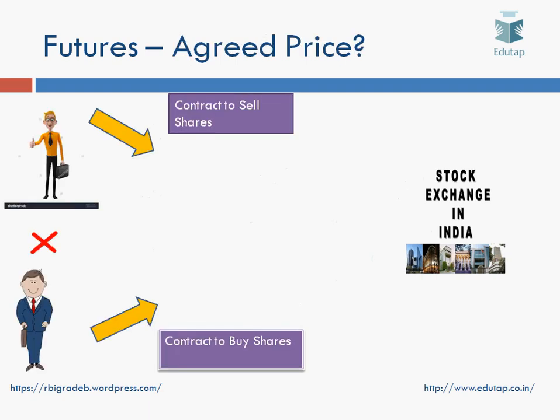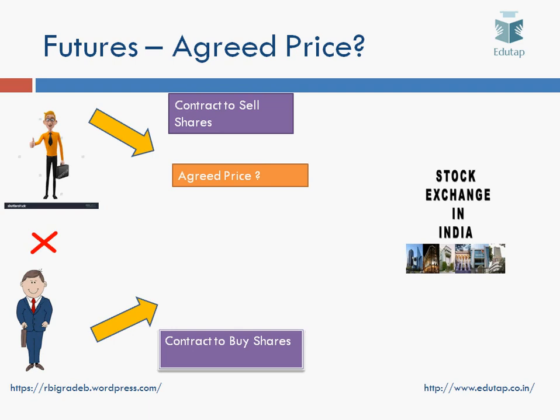Now what would be the agreed price in this contract? In the forwards contract they agreed on a price of 105, but when they enter into a contract with the Stock Exchange of India, it all depends upon the demand and supply, that is at what price they can sell those shares in the future. If there are more people who are willing to sell shares in future, then obviously the supply is more, demand is less, and hence the price at which they would have to sell would be less.